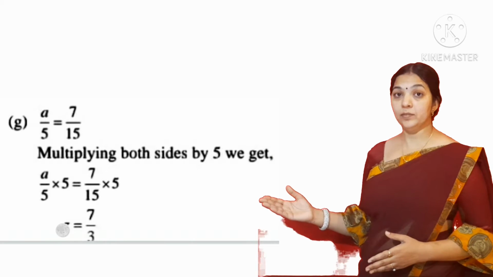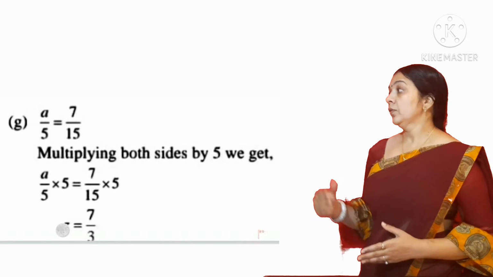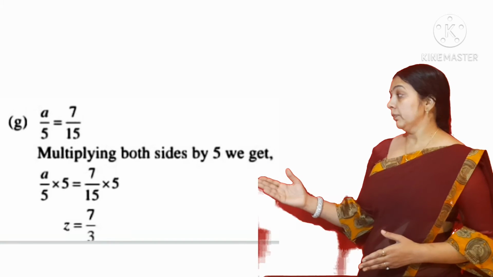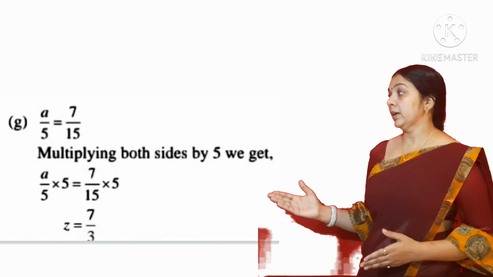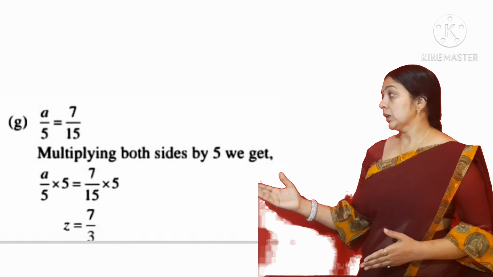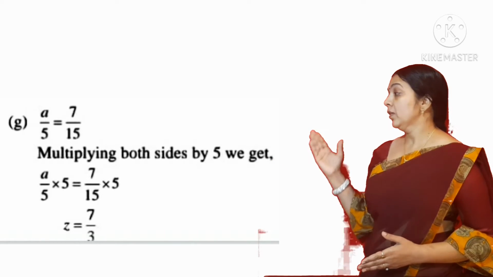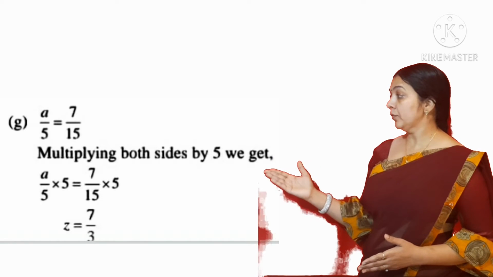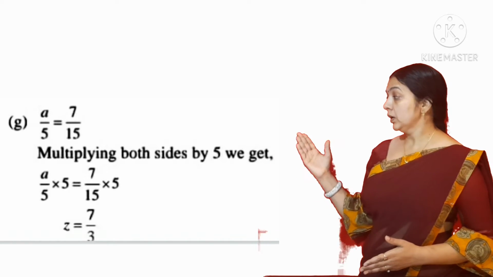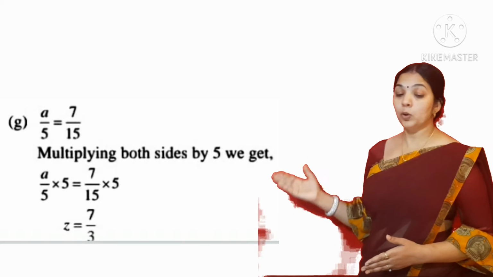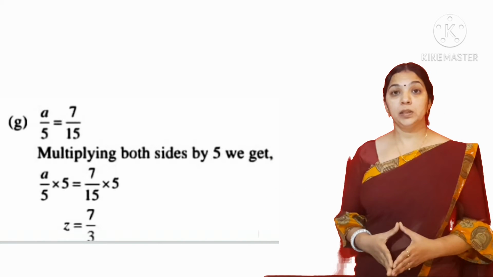a upon 5 is equal to 7 upon 15. To solve this, we will multiply by 5 on both hand sides. So 5 upon 5 will be cancelled out on left hand side. So a is equal to 7 upon 15 into 5. 5 will be divided by 15, so it will be cut down by 3. So 7 upon 3 will be the answer for this equation.